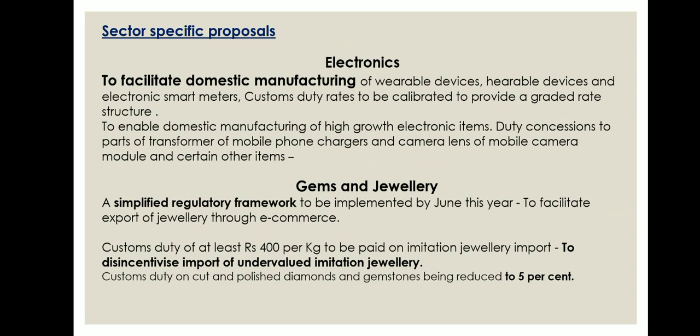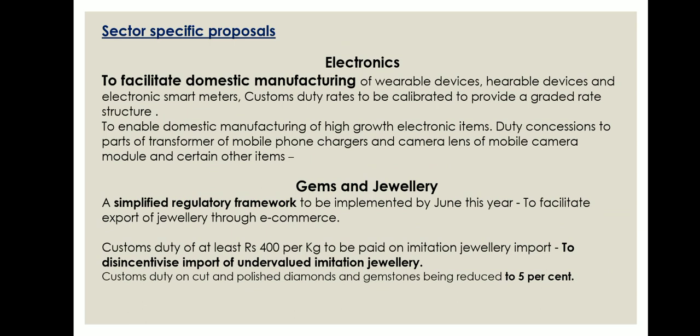So, looking at the electronic sector now, to facilitate the domestic manufacturing of wearable devices and other devices such as hearable devices, electronic smart meters, now customs duty rate is to be calibrated to provide a graded rate structure to enable the domestic manufacturing of high growth electronic items. Duty concessions to parts of transformer of mobile phone chargers and camera lens of mobile camera module and certain other items has been taken up, especially in the electronics sector.